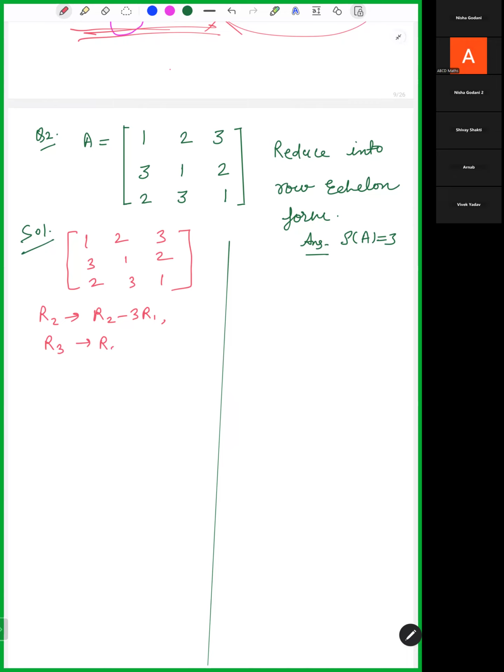So R3 minus 2R1. So what does it mean actually? You have to multiply by minus 3 in R1 and add in R2. So what do you have in R2? 0, and minus 3 minus 6 and 1 is minus 5. Minus 9 plus 2 is minus 7. I always do addition by multiplying by minus that number. Okay. So in R3, what do you have? Minus 2 into 1, so it will give you 0. Minus 2 times 2 is minus 4, and it is minus 1. Minus 6 plus 1, minus 5.